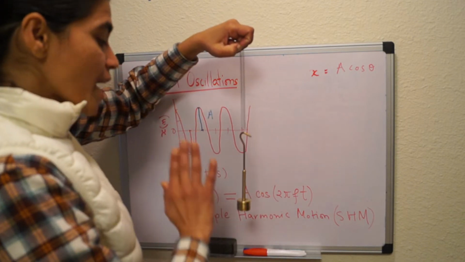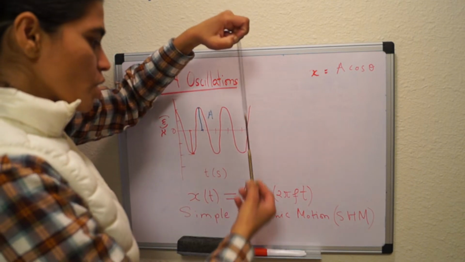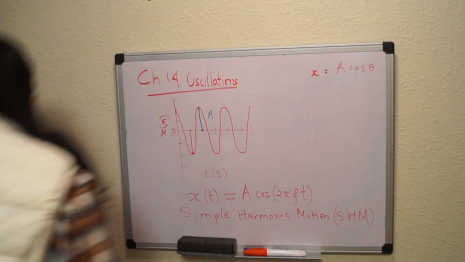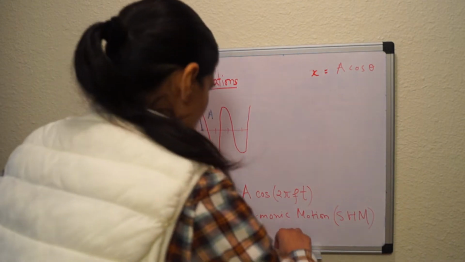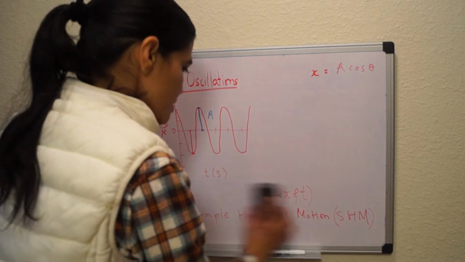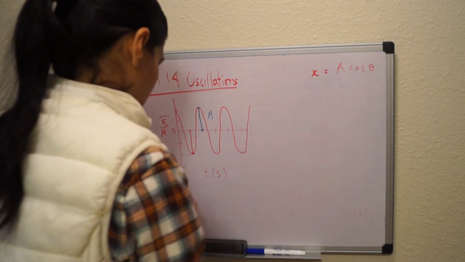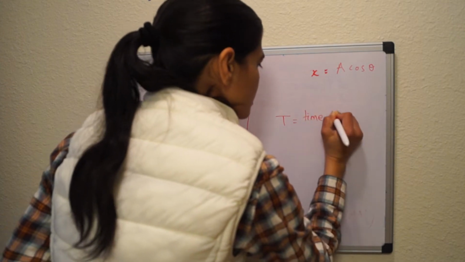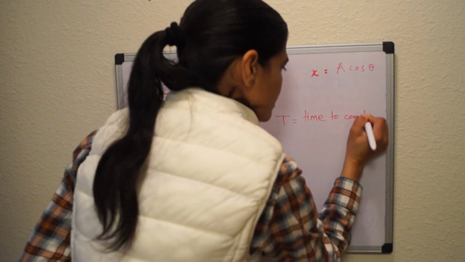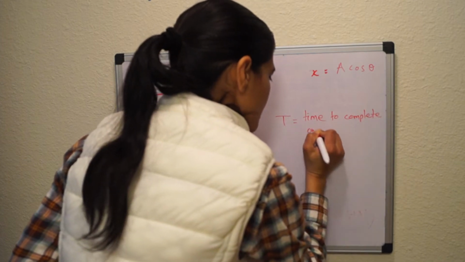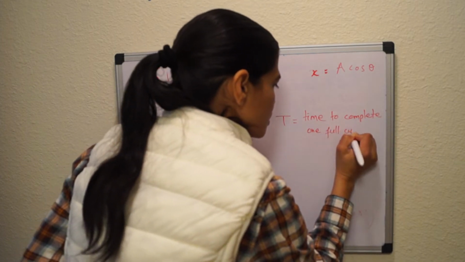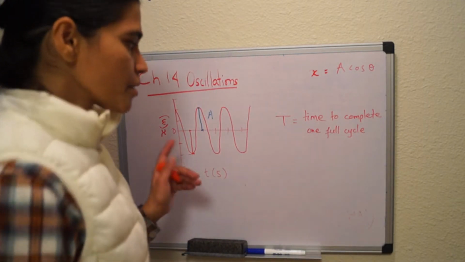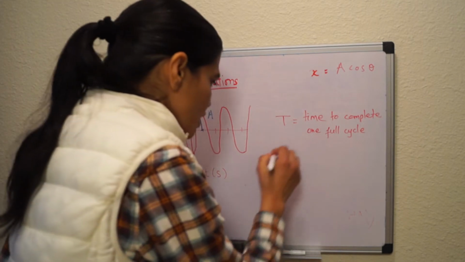So that duration, the time it takes for this oscillation to complete one cycle, is called the period, okay? And it is represented by T. So period T is the time to complete one full cycle.